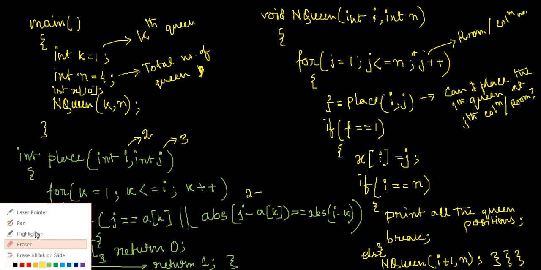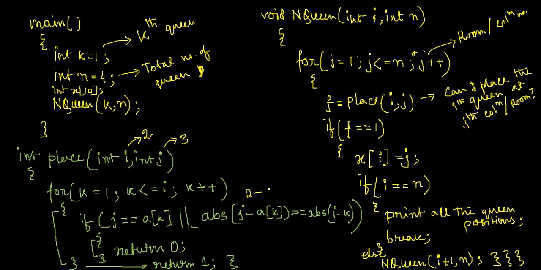j is equal to 2. And a of k means 1. Okay. And here i is actually 3. i is equal to 2 minus k is equal to what? k is equal to 1. I'm sorry. I may have a mistake. Yes, I have a mistake. Sorry.